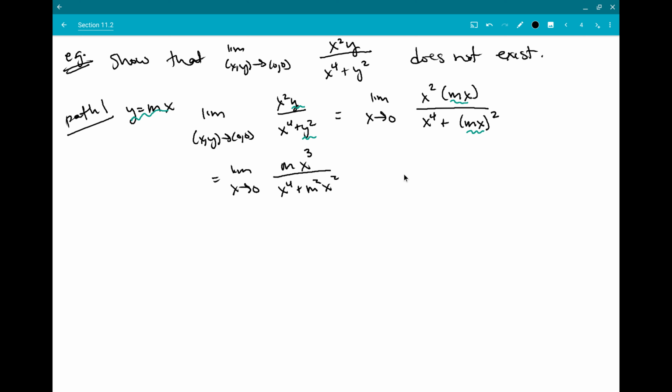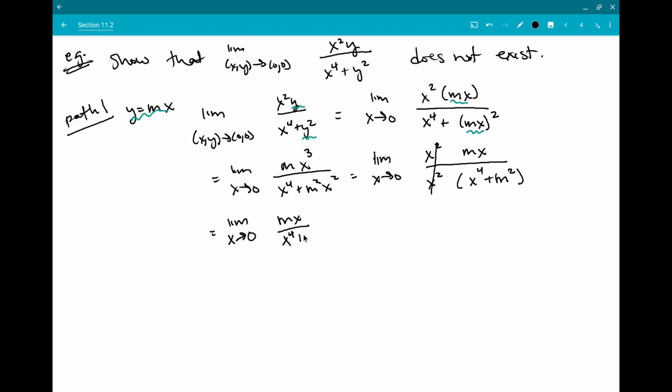And I could go ahead and pull out a common factor of x squared everywhere. So my limit as x goes to 0 of m, I'll put it up front here. I'm going to pull out one of my x squared there, mx. I guess that simplification was unnecessary. Then I've got this x squared. My x to the 4th becomes x squared. My m squared x squared just becomes plus m squared. And then those two x squared cancel out. So I'm looking at the limit as x goes to 0 of mx over x to the 4th plus m.